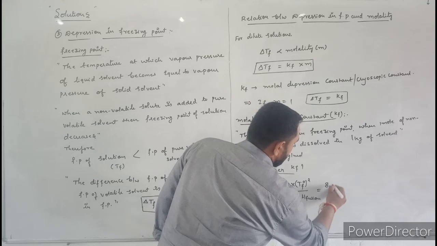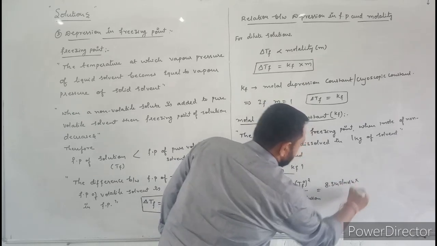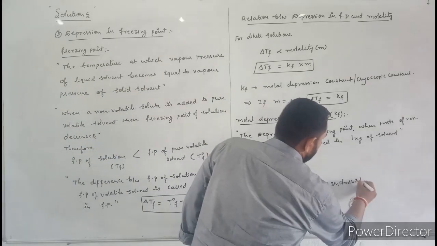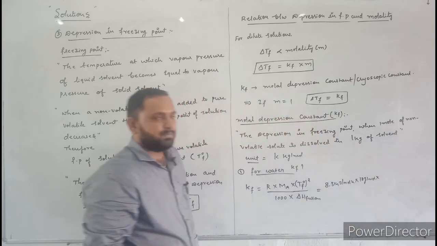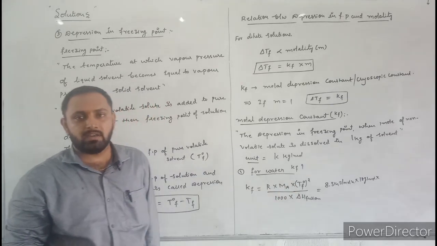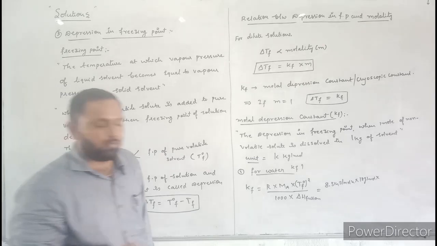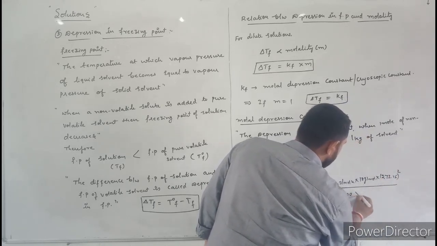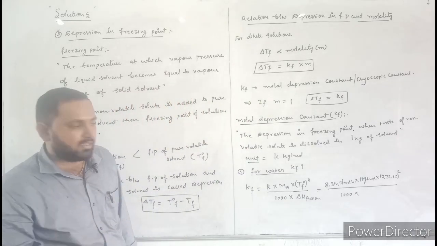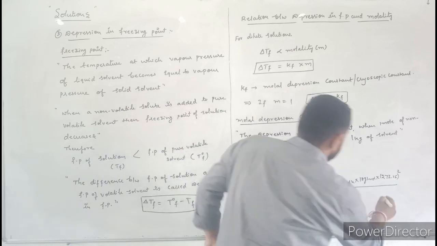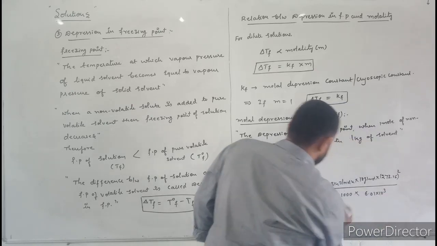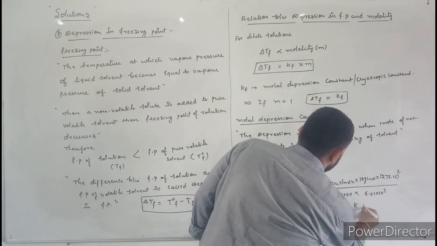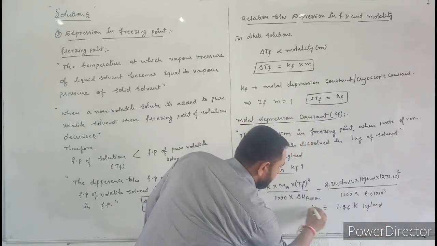Now let us substitute here. What is the R value? R value is 8.314 joules per mole Kelvin, into the molar mass of solvent. The solvent is water. What is the molar mass of water? 18 gram per mole, into the freezing point of pure water. 0 degree Celsius, which is equal to 273.15 Kelvin, squared. Next, divide by 1000 into the enthalpy of fusion, which is experimentally determined. The enthalpy of fusion for water is 6.01 into 10 power 3. Just simplify this, and you will get nearly 1.86 Kelvin kg per mole. This is the Kf value for water.